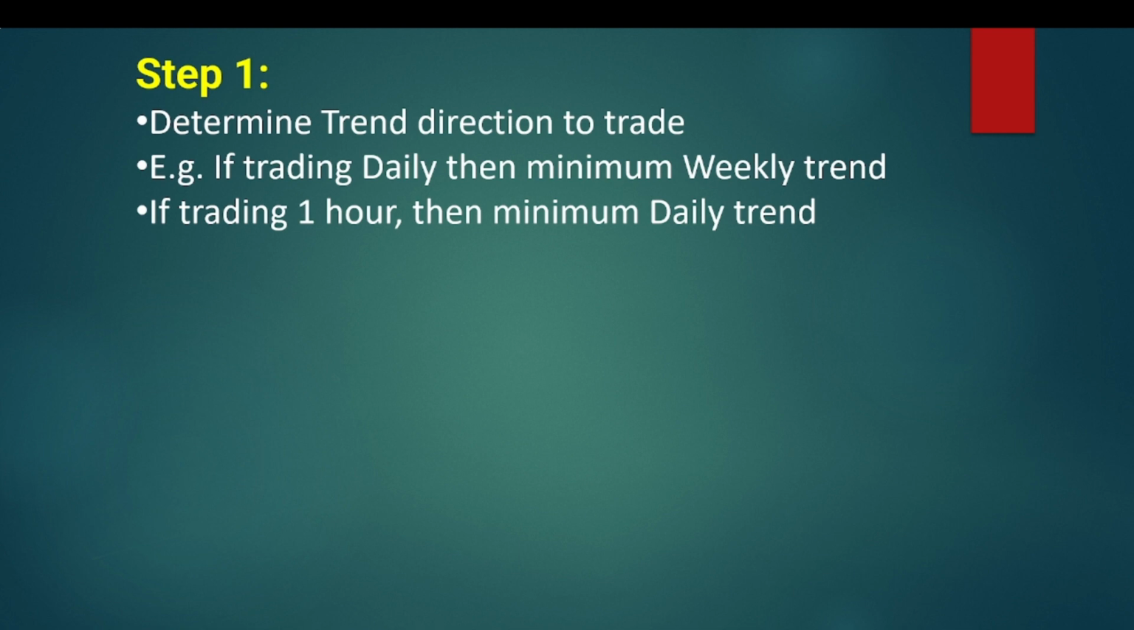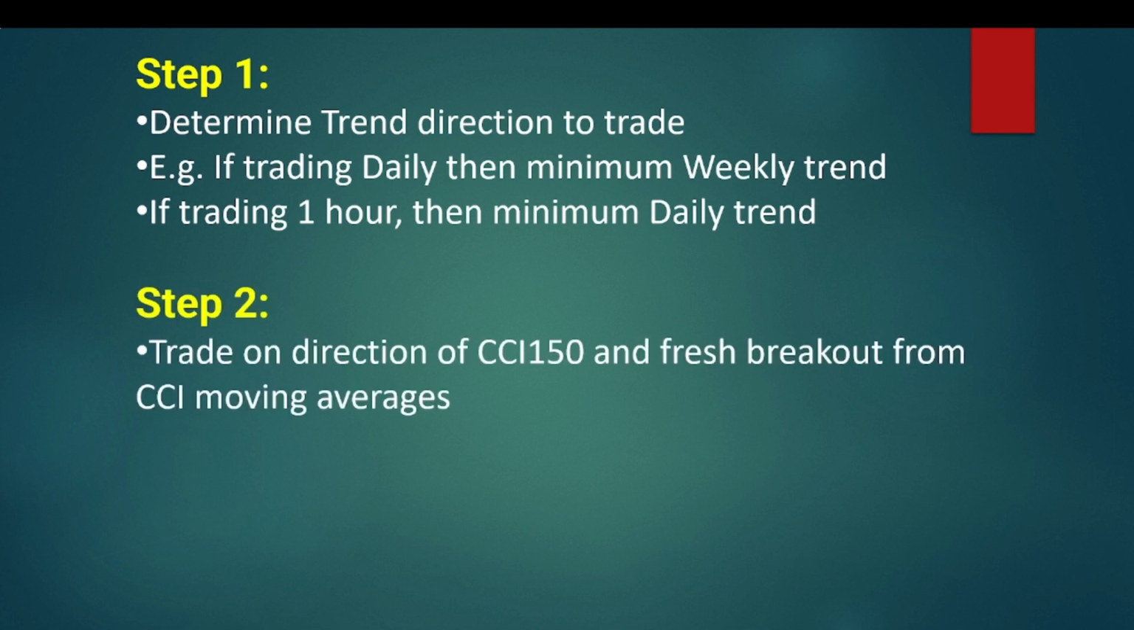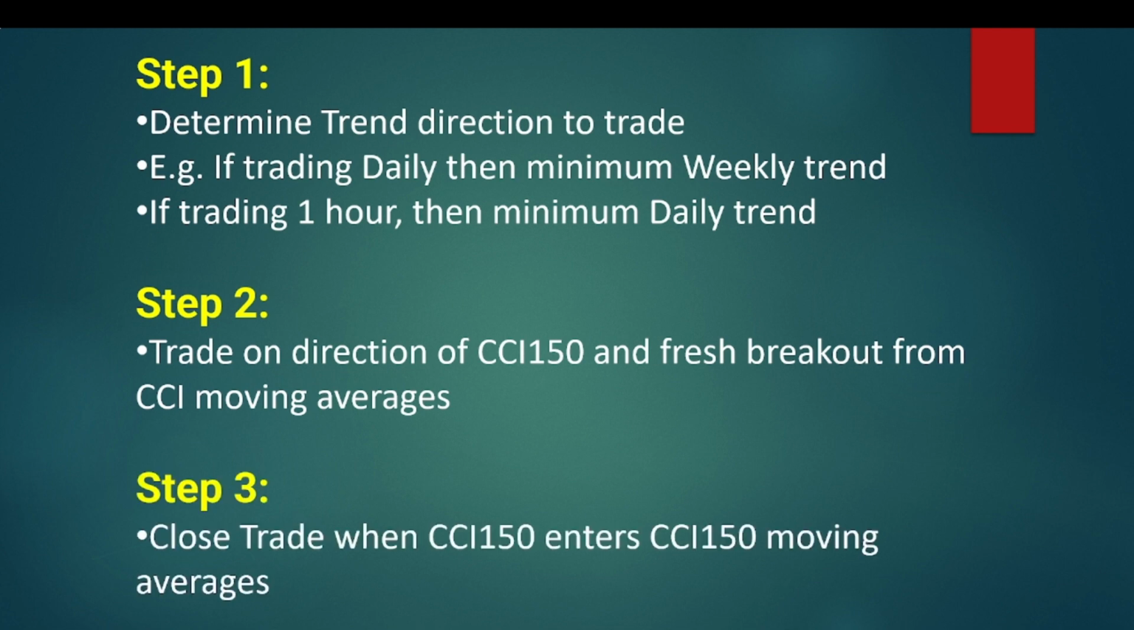The first rule is you must trade on the larger time frame. So if you're trading on the daily, then you must trade in the direction of the weekly, or alternatively if you're trading on the 1 hour, for example, or the intraday, you must, at the minimum, trade in the direction of the daily. Step 2 is you look at the direction of the CCI 150 and look for a fresh breakout from the CCI moving averages to enter the trade. And step 3, to close a trade, look for the CCI 150 to move into the moving average range.